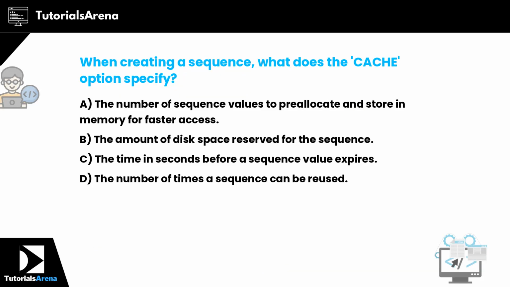When creating a sequence, what does the cache option specify? The correct answer is option D. The number of sequence values pre-allocated and stored in memory for faster access.